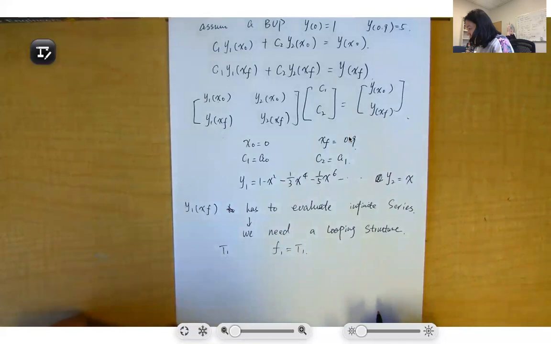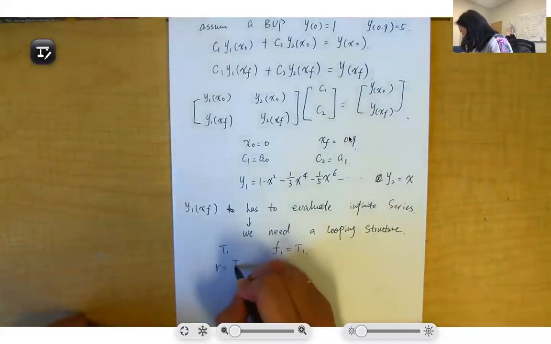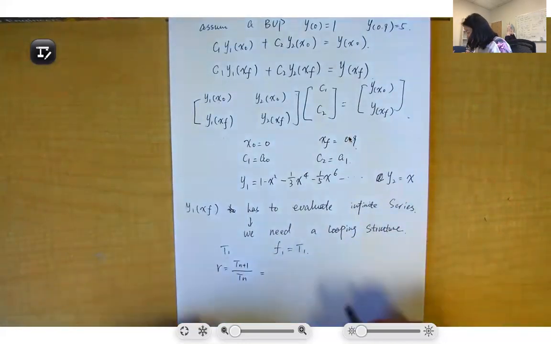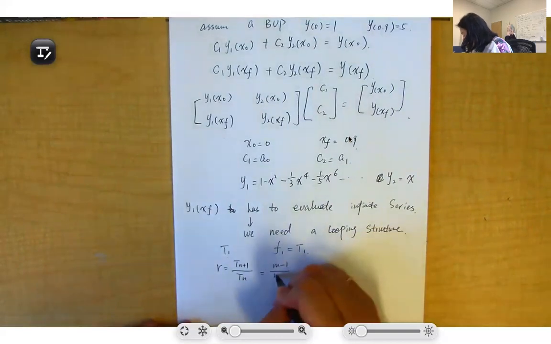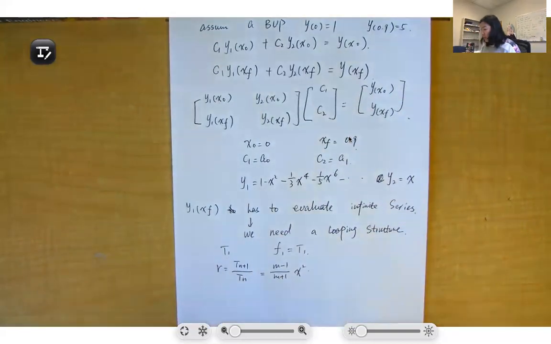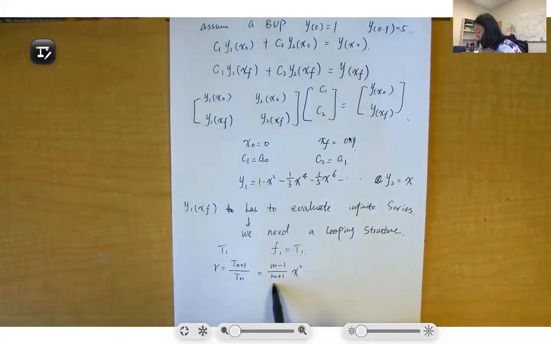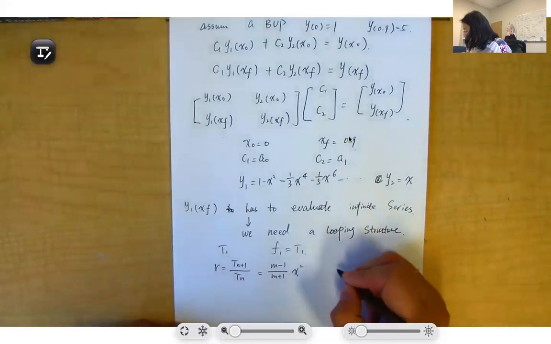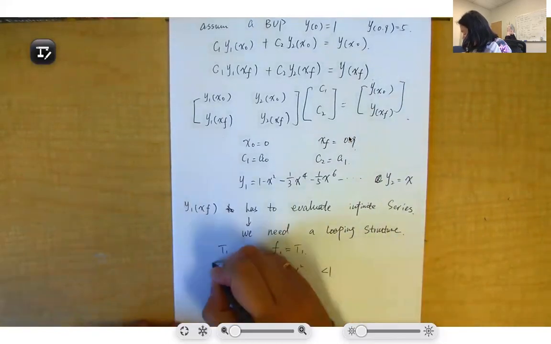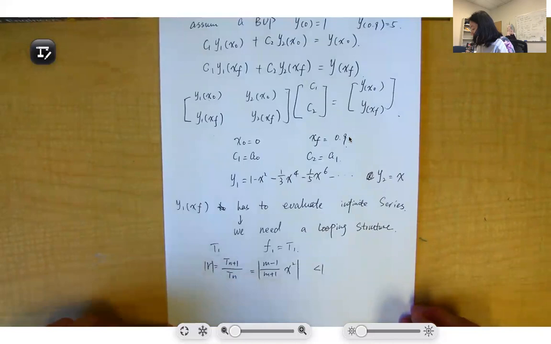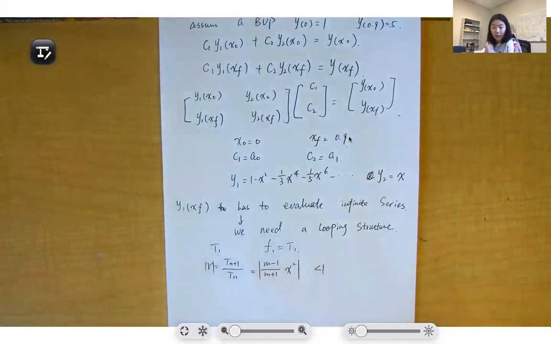Then you figure out the ratio, which is Tn plus 1 over Tn, and for this term it equals (m minus 1) over (m plus 1) times x squared. So you have to figure out in what range of x this series can converge. Converging basically means this ratio has to be smaller than 1. Then after that, you can say that in this x range, the power series converges.